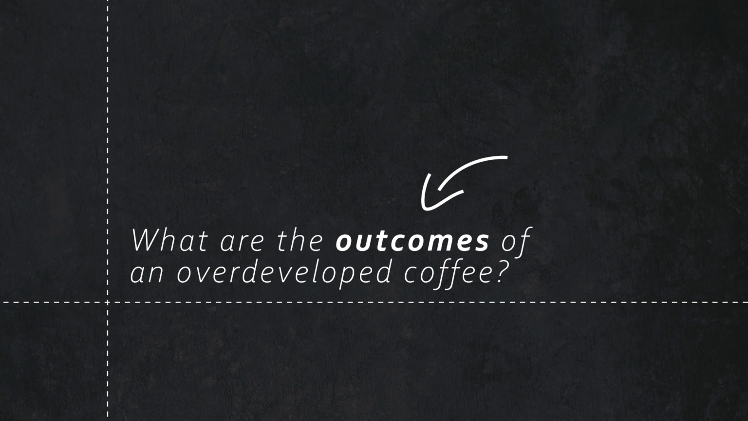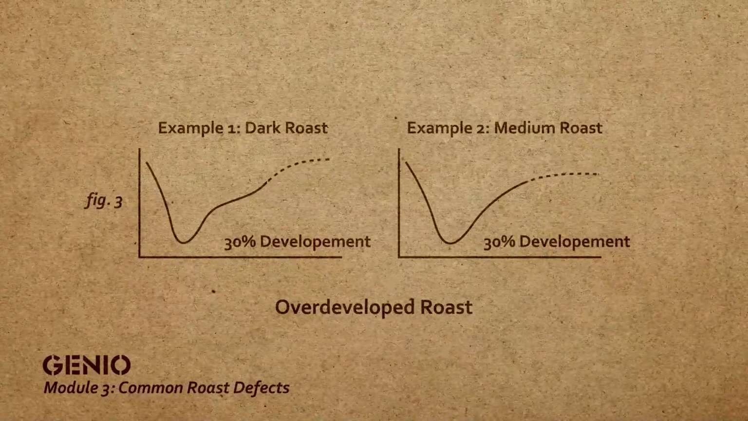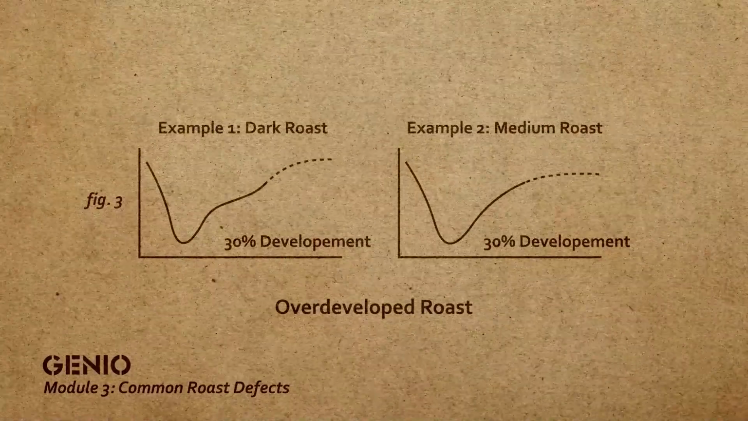Overdevelopment can be seen in two different ways. Firstly, you can see that the coffee is much darker than what it should be. The general consensus is that you're going to end up with a darker roasted coffee because you haven't gone through each phase correctly.